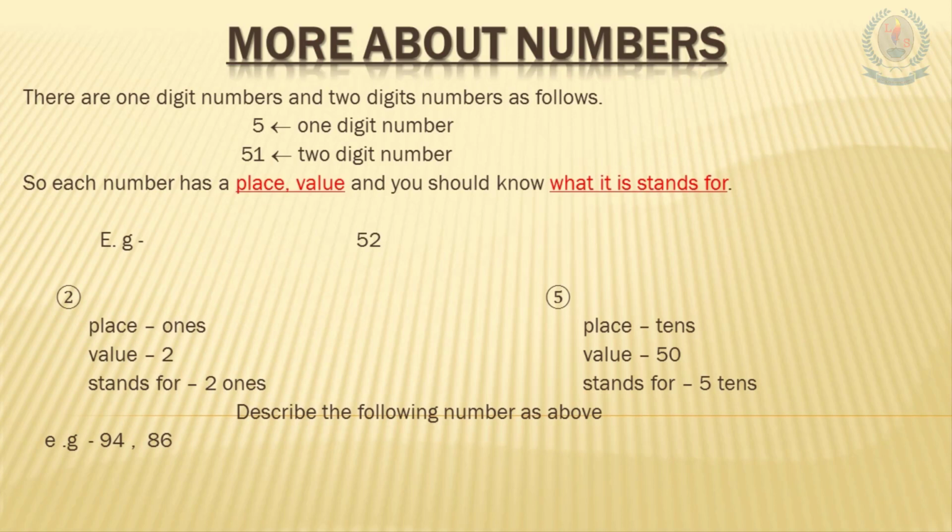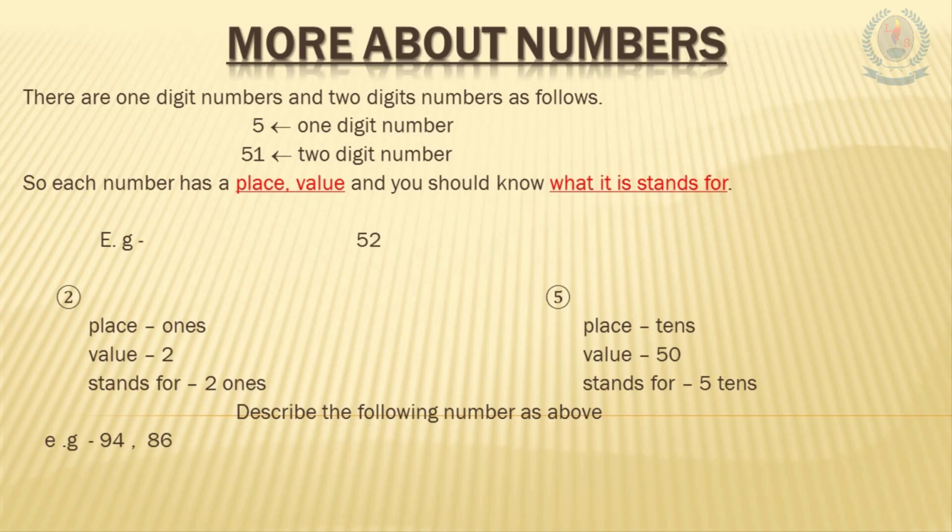Let's learn more about numbers. There are one-digit numbers and two-digit numbers as follows. When there is only one number, we call it a one-digit number. As I have mentioned, number 5 is a one-digit number. There's only one number. When there are two numbers, we call it a two-digit number. An example is 51. There are two numbers, as I have shown you.